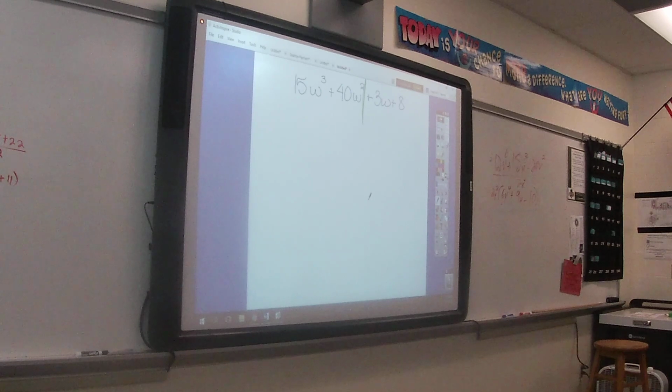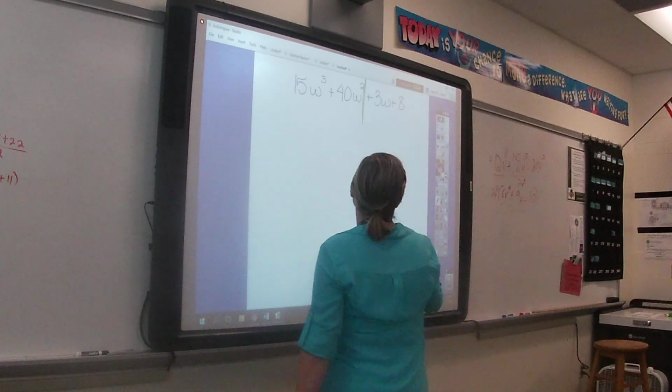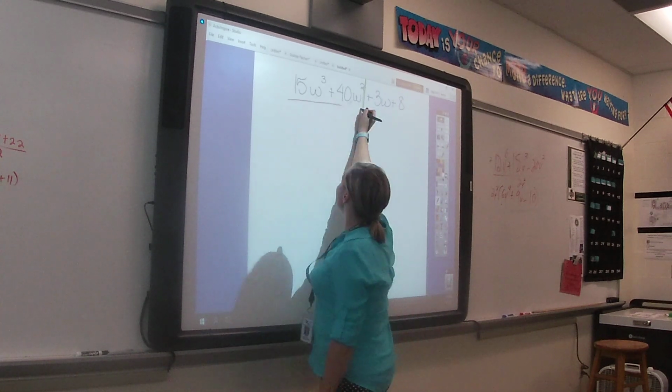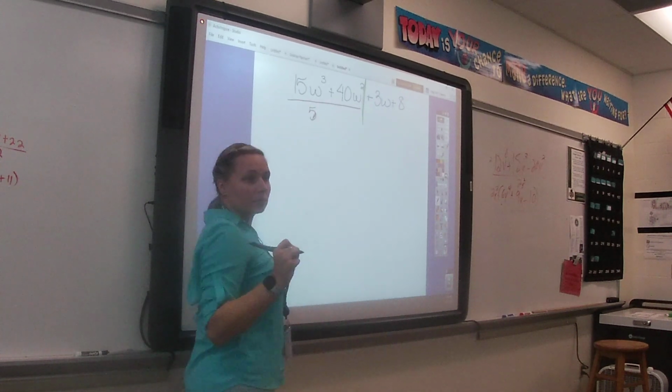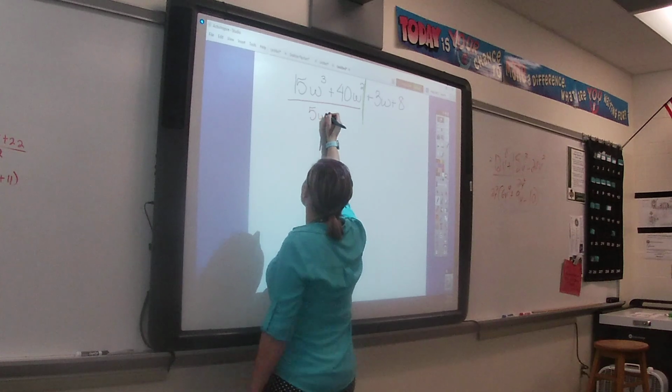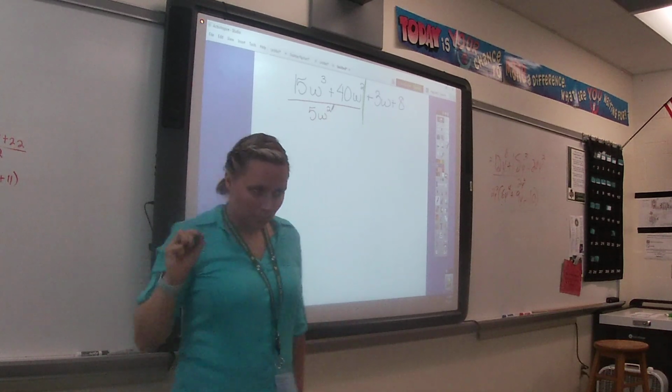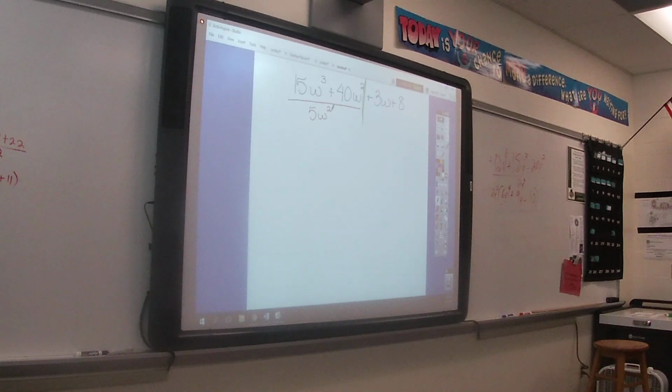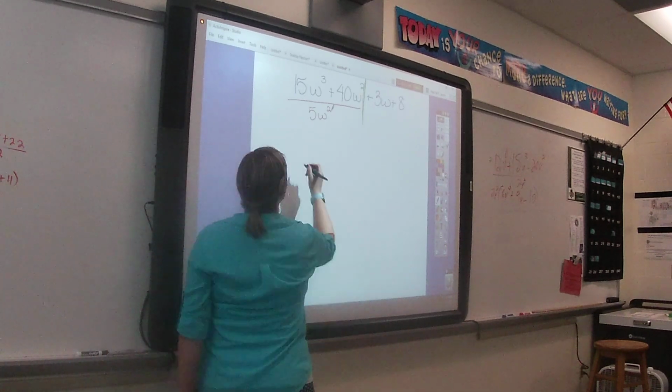Okay, GCF of 15w to the third plus 40w squared. 5w to the second. Why w to the second, Chloe? Because that's the smallest exponent. Of the smallest exponent, perfect. So let's pull that out.